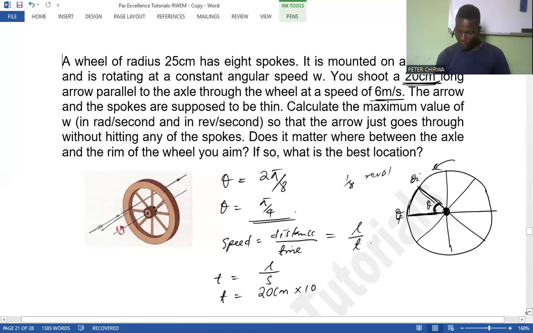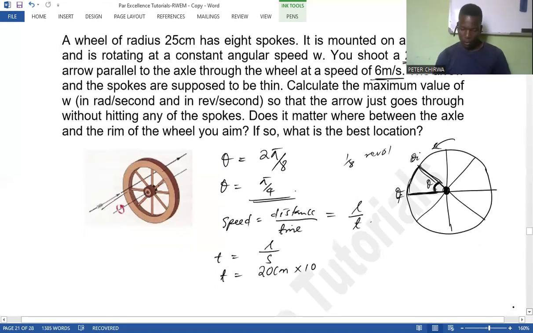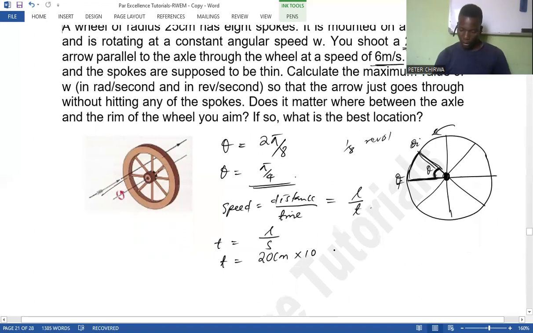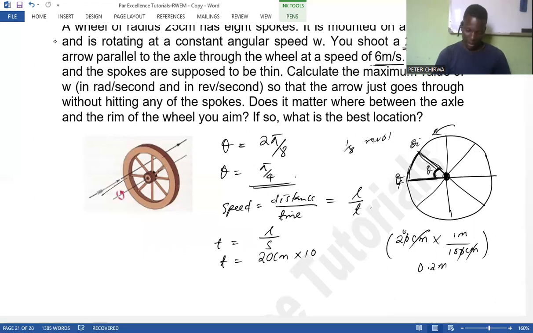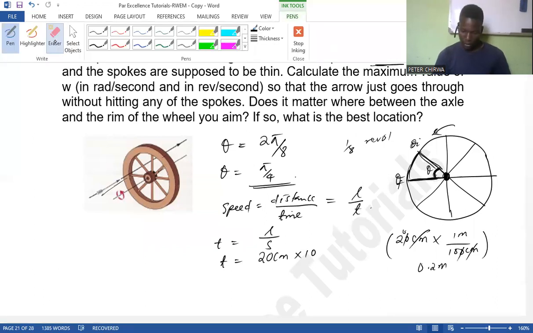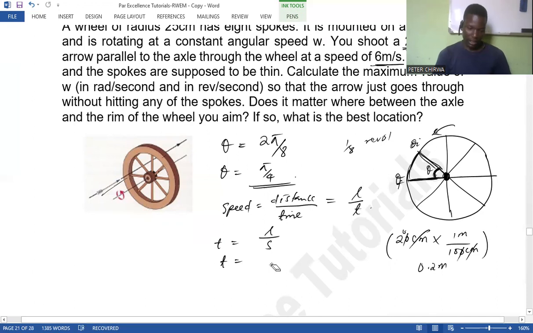So we know that a cent is 10 to the power negative 2. Okay, so let me just do it from here. 20 centimeter times 1 meter over 100 centimeter, the conversion factor. So that what we're going to have is actually 0.2 meters. So here I'm going to erase. I didn't want you to get confused by me doing the conversion just there.